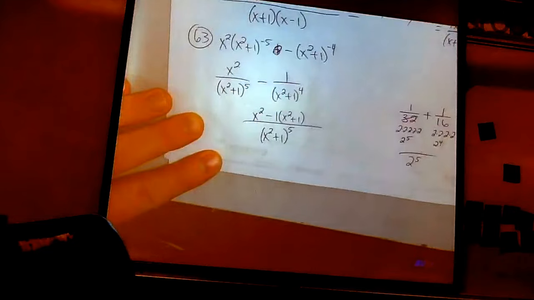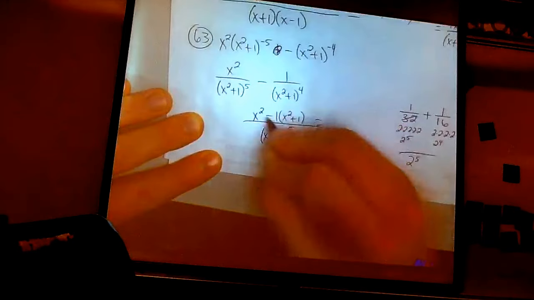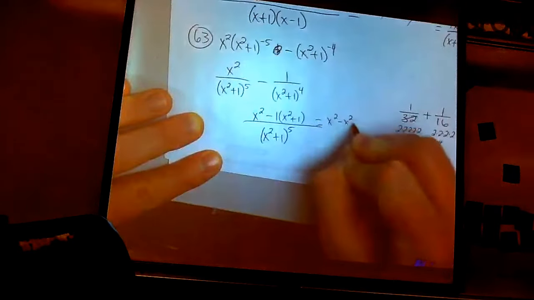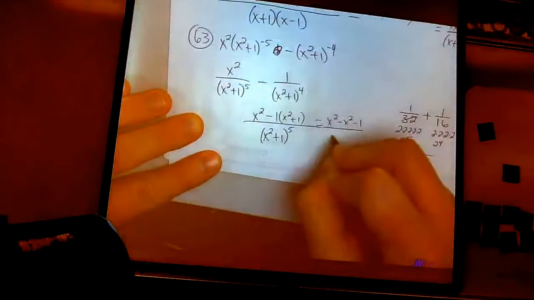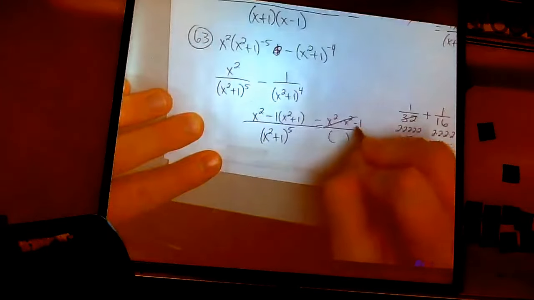Does that make sense? Yes. And then you just have x squared minus x squared minus 1 over that thing. So you get negative 1 over that thing.